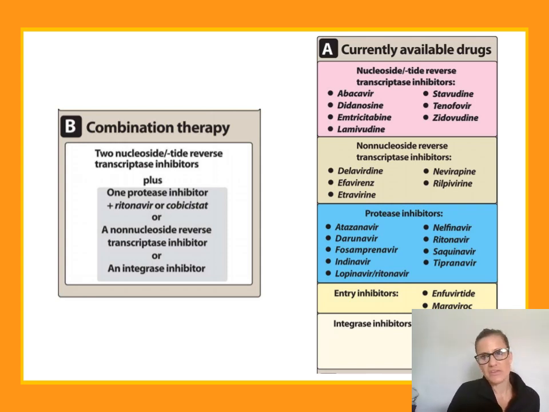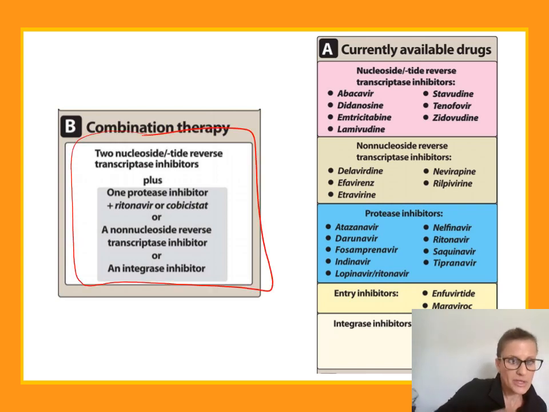Here is just a summary of initial combination therapy, and then currently available drugs. I'm not going to go through and read this to you, but this is a really good summary where you can try and commit to memory which drugs are in which class, because that's really the only way you'll be able to put together a regimen. Again, we use 2 NRTIs plus 1 of the other agents.